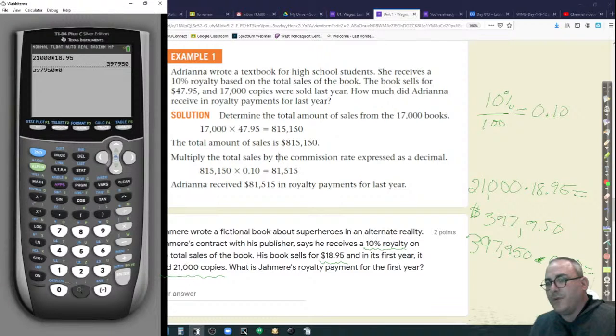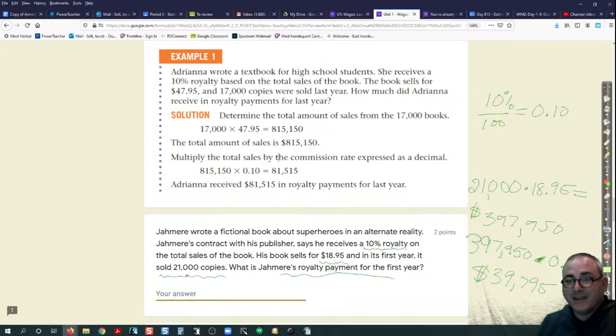$39,795. That's Jameer's royalty payment for the first year. Okay. So what you'll do is you'll type this into the field. I don't know why they call these fields, but in forms, they call these fields. And so 39,795. I'm going to type this one into the form, just like this. I'm not going to do the ones in the future. I'm not going to type them into the field every time.